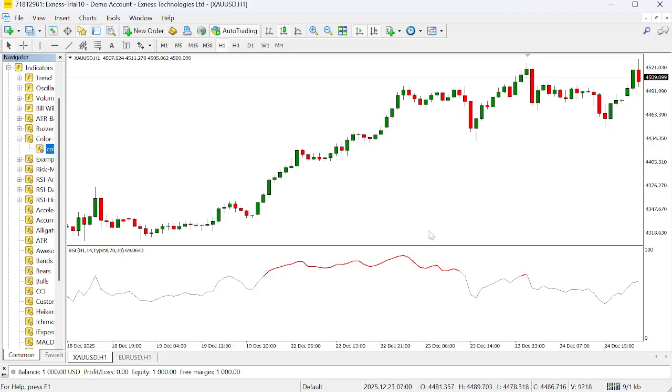This overview highlights how visual marking of overbought and oversold zones, real-time divergence lines, and painted signal arrows can provide a comprehensive snapshot of market conditions directly on the price chart.